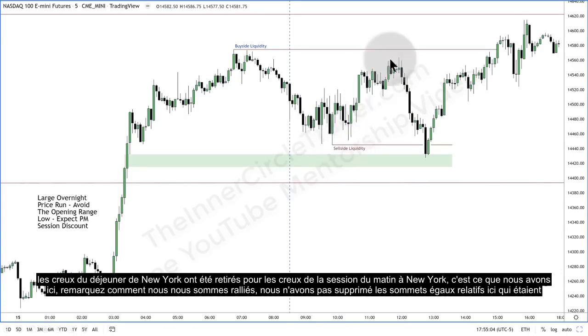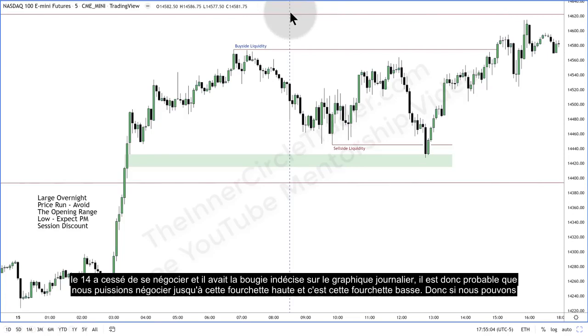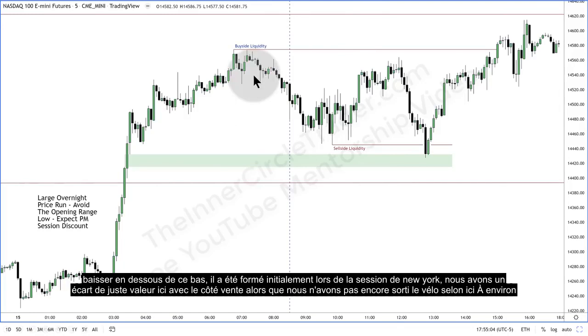Notice how we rallied up. We didn't take out the relative equal highs that were formed ahead of 7 o'clock in the morning. Now, we know this range up here is the high end of that fair value gap. Why do we know that? Because the 14th stopped trading and it had the indecisive candle in the daily chart. So it's likely that we might trade up into this range high, and this is that range low. So if we can draw down below that low, it was formed initially in the New York session.